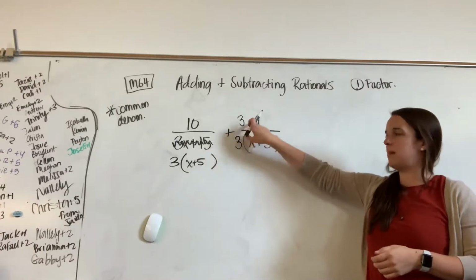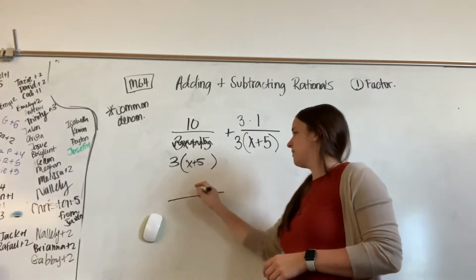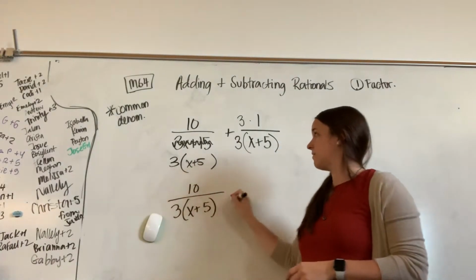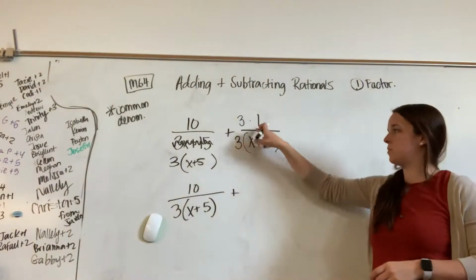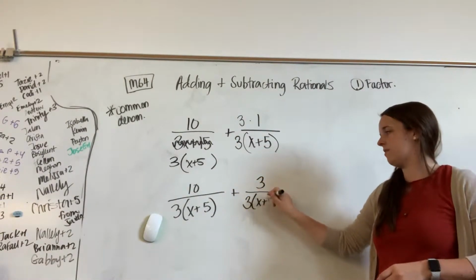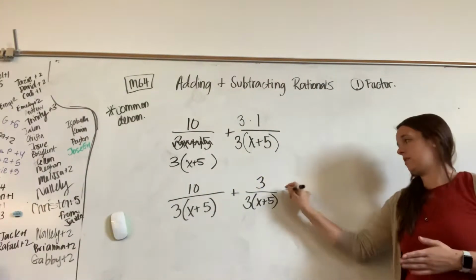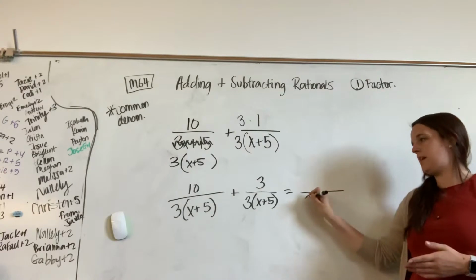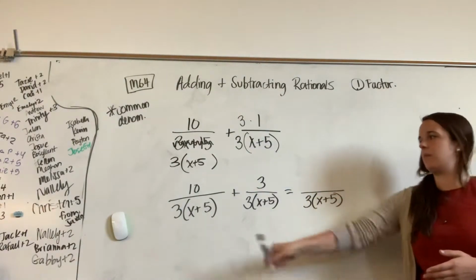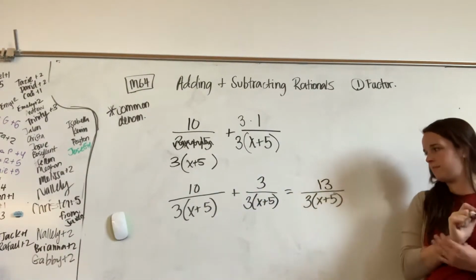So if we multiply the denominator by 3, we have to multiply the numerator by 3. So now we have 10 over 3 times x plus 5, plus 3 times 1, which is 3, over 3 times x plus 5. Now they have the same denominator, right? The same denominator means the denominator stays the same. And then we can do 10 plus 3, which is 13. Nice.